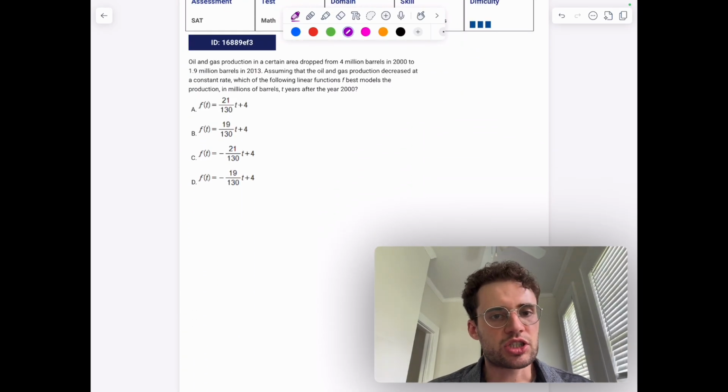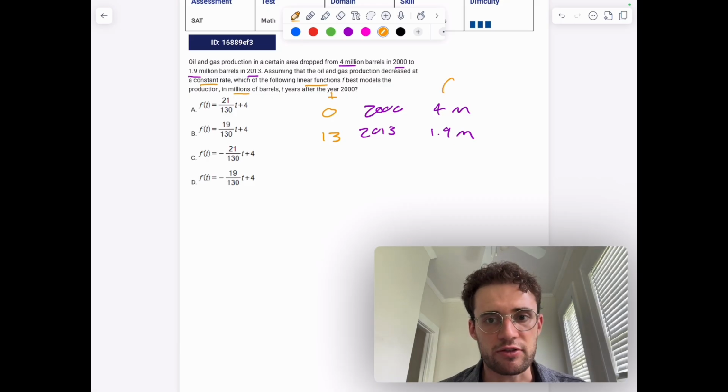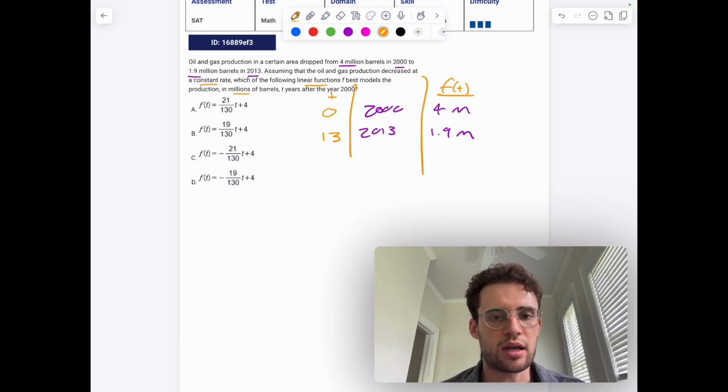Oil and gas production in a certain area dropped from 4 million barrels in 2000, so in 2000 you had 4 million barrels, to 1.9 million barrels in 2013. So in 2013, it was 1.9 million. Assuming that the oil and gas production decreased at a constant rate, so it's a linear function, which of the following linear functions, f, best models the production in millions of barrels t years after 2000? So you can basically treat 2000 as year 0, this is t equals 0, and then this would be year 13. And then our output is f of t.